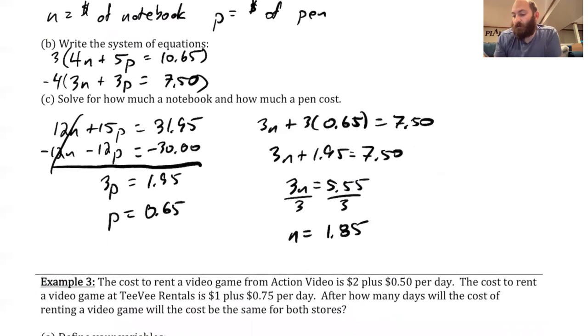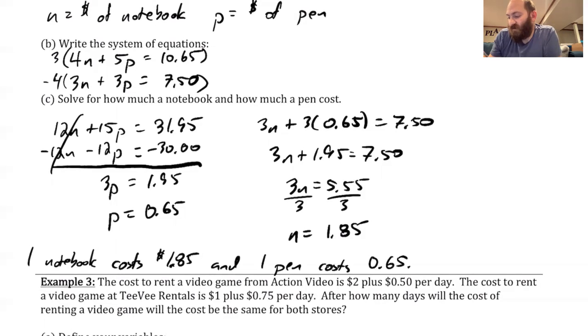So answer the question. 1 notebook costs $1.85. And 1 pen costs 65 cents.